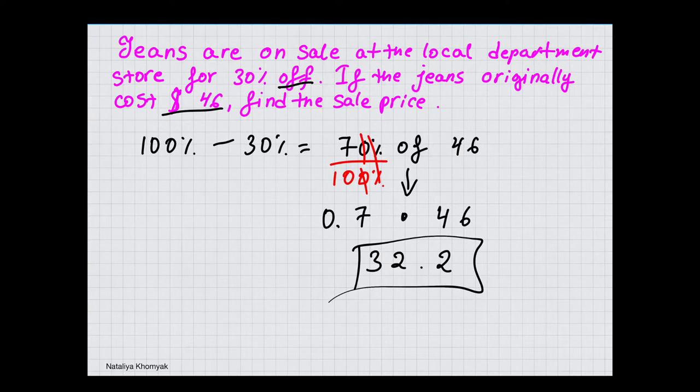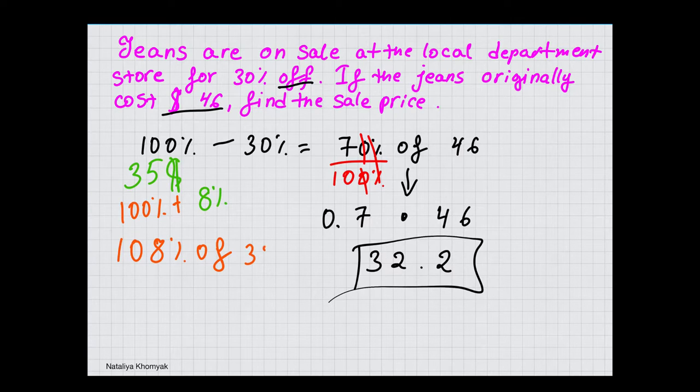By the way, if you only have like $35 on you, let's see if you have enough to pay with the taxes. Usually taxes are like 8%. So let's say 100% plus 8. The new amount you would have to pay is 108% of 32.2. Let's change this into decimal.